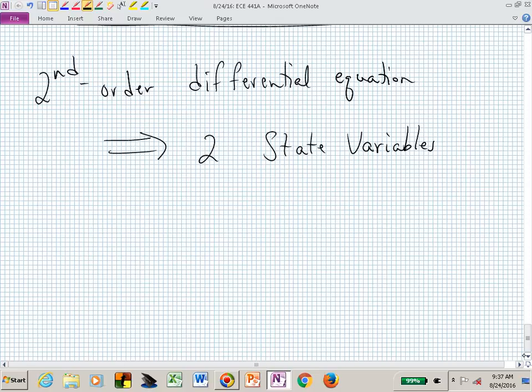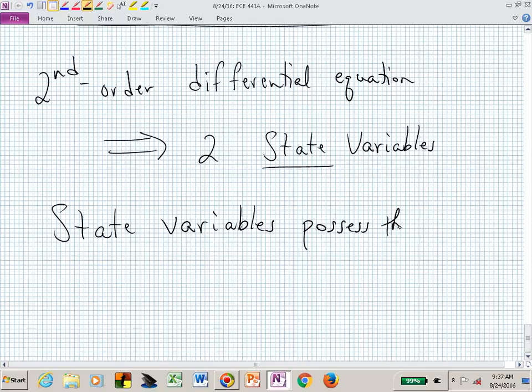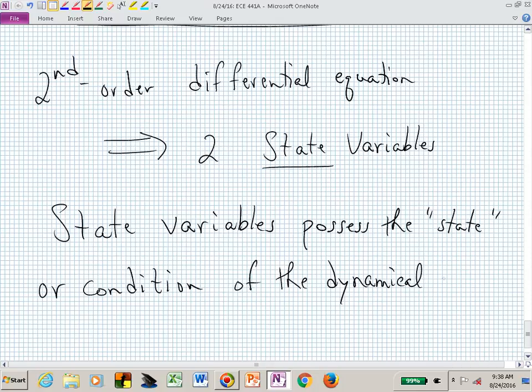And what we want to think about when we say state variables or state space representation, these state variables actually collectively contain the state, or how our system is behaving, or the condition of our given dynamical system.